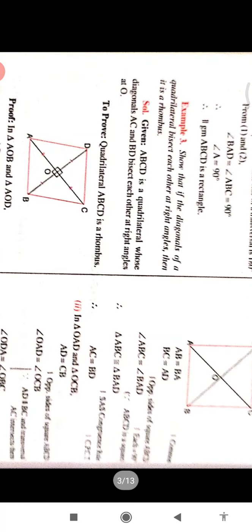Now we know that according to the definition, in a parallelogram, if one of the angles is 90 degrees, a right angle, then it is a rectangle. So angle A equal to 90 degrees. Therefore, parallelogram ABCD is a rectangle. In this way we can prove this result. Now question 3.